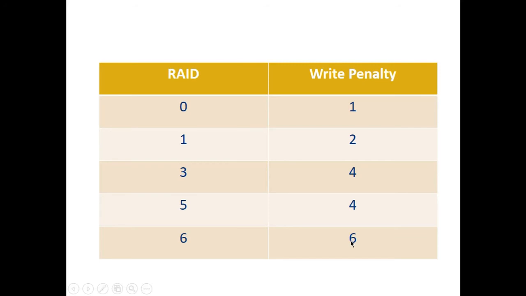Remember, write penalty represents how many read-write operations need to be performed for writing one data for a given RAID level. So for RAID 6, the write penalty value is 6. That indicates 6 read-write operations should be performed whenever we try to write a new data. Remember these write penalty values. We need to remember for which RAID level what is the write penalty value, as we will be using these write penalty values to compute the disk load. We will be looking into some of the problems where we will be using these write penalty values.